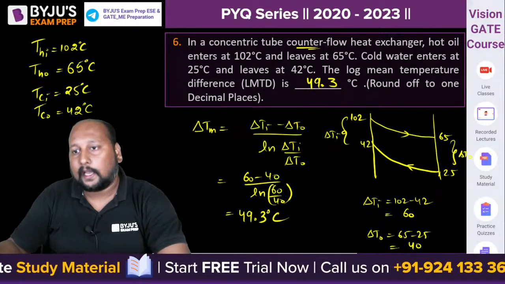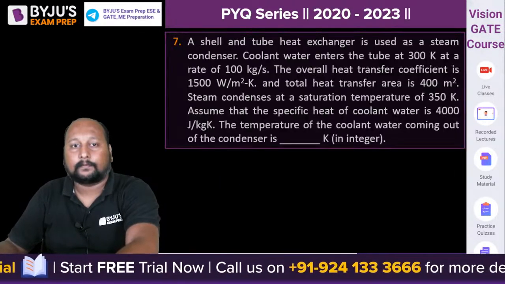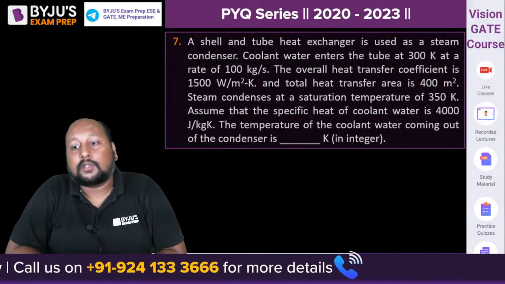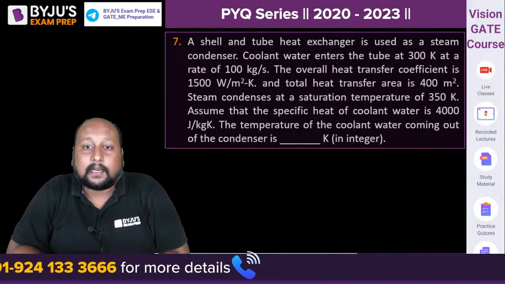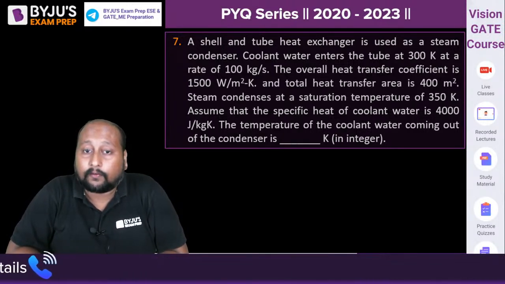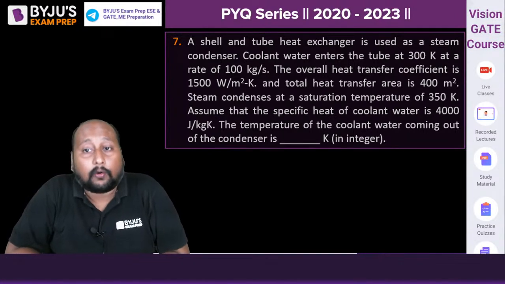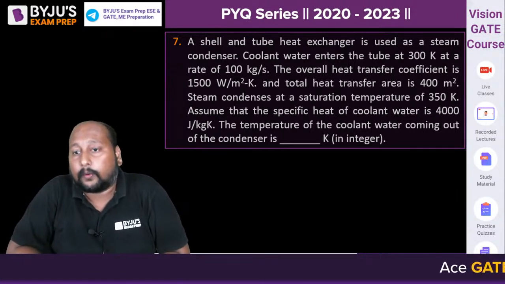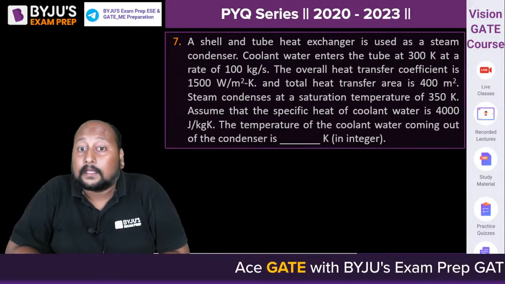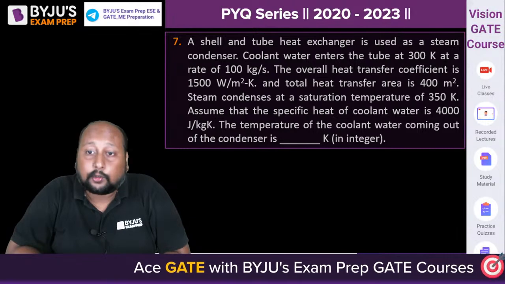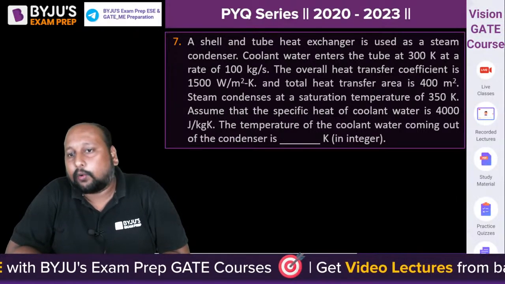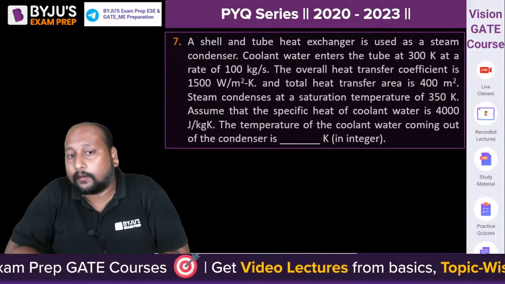Next question on the screen, question number 7. A question from the heat exchanger. A shell and tube heat exchanger is used as a steam condenser. Coolant water enters the tube at 300 Kelvin at a rate of 100 kg per second. The overall heat transfer coefficient is 1500 watt per meter square Kelvin. The total heat transfer area is 400 meter square. Steam condenses at a saturation temperature of 350 Kelvin. Assume that the specific heat of the coolant water is 4000 joule per kg Kelvin.